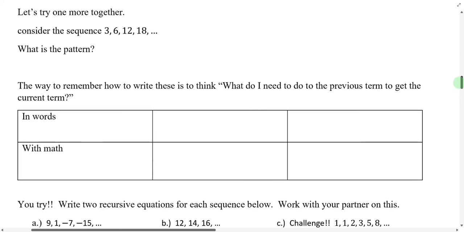Let's try one more together, and then I'll let you pause the video and do one on your own. Okay, so here's a sequence: 3, 6, 12, 18. Well, let's see what's going on here. 3, 6, 12. Ooh, I think I made a typo here. I meant for this to be a multiply by 2, which means this should be a 24. Typo alert. That should be a 24. Okay, so the pattern here is multiplying by 2.